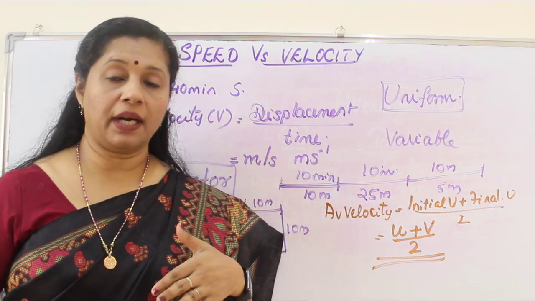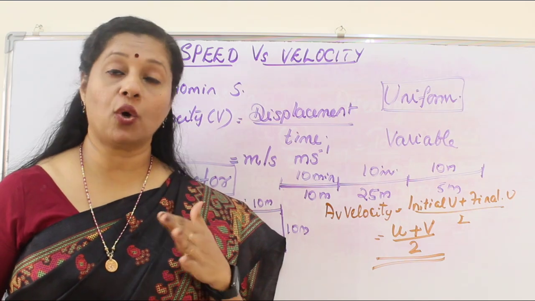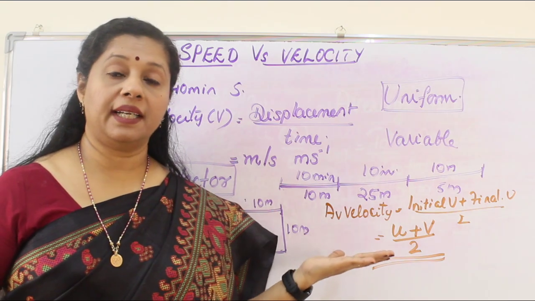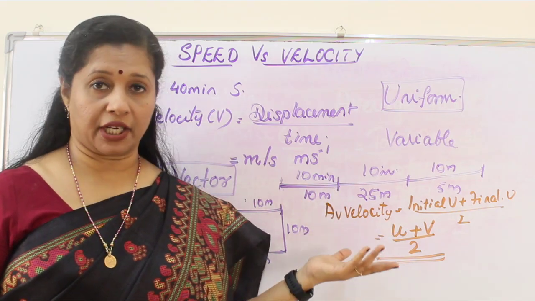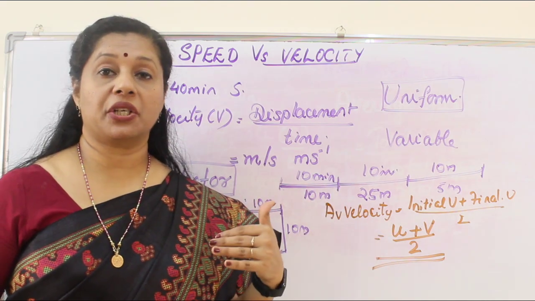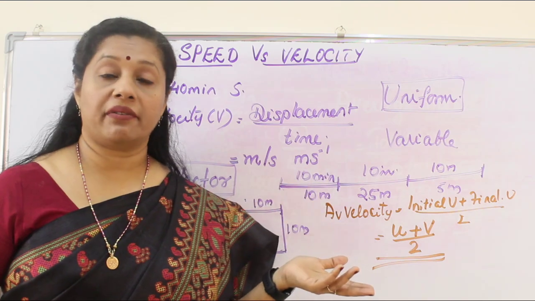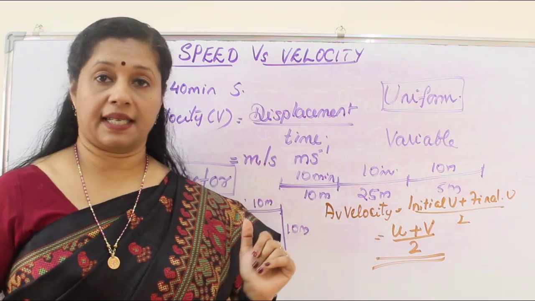Speed is a scalar quantity because we are not considering direction, only magnitude is there, whereas velocity is a vector quantity because we are considering magnitude as well as direction. So the speed is measured as meter per second, SI unit of velocity is also meter per second.